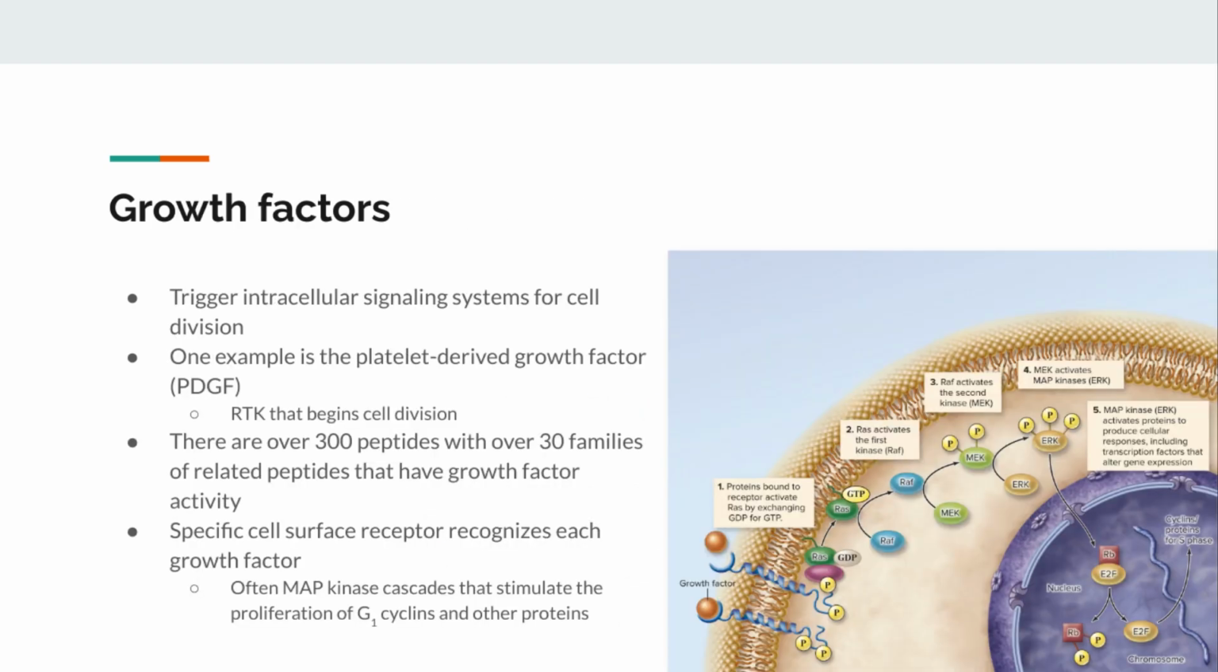Growth factors trigger intracellular signaling systems for the onset of cell division. One of these growth factors is the platelet-derived growth factor, PDGF, which is a receptor tyrosine kinase that starts cell division. There are over 300 peptides with over 30 families of related peptides that have been identified to have growth factor activity, and a specific cell surface receptor recognizes each growth factor, which are often MAP kinase cascades that stimulate the proliferation of G1 cyclins and other proteins necessary for the cell cycle.